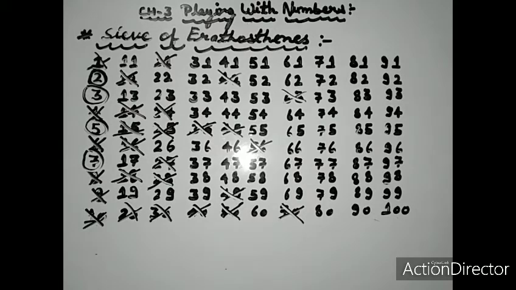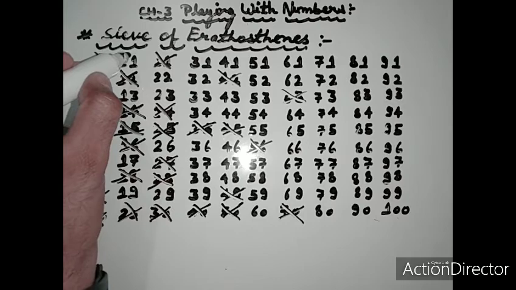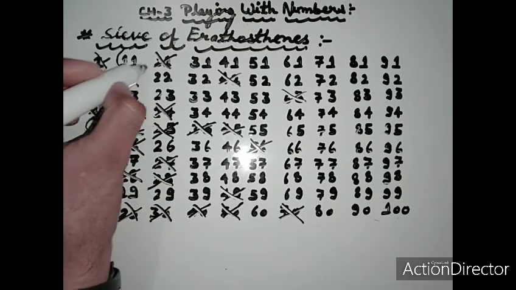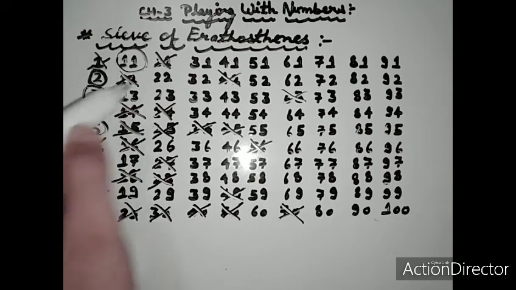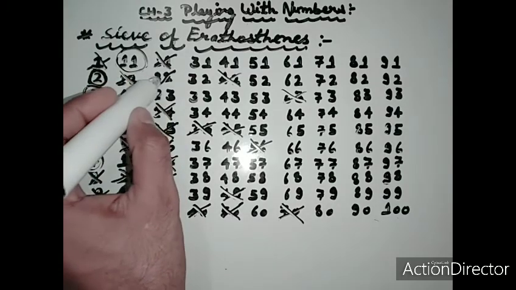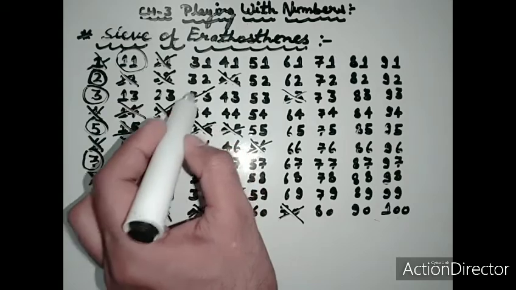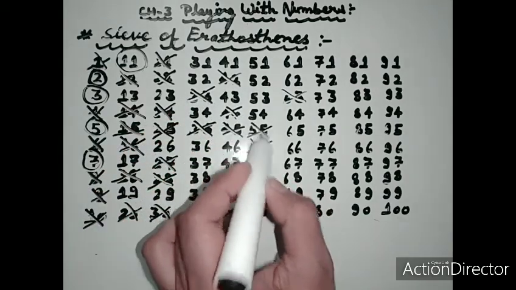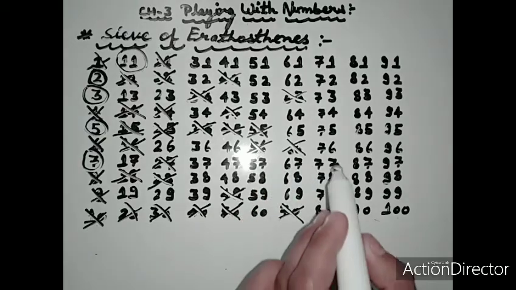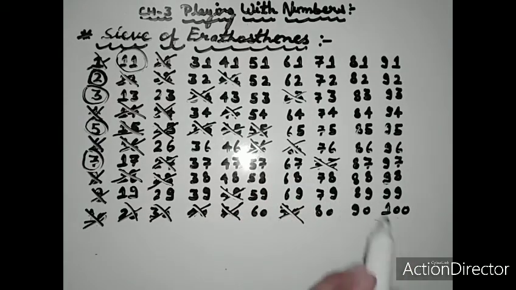Now we circle number 11 and cross out the multiples of 11. 11 1s are 11, 11 2s are 22, 11 3s are 33, 11 4s are 44, 11 5s are 55, 11 6s are 66, 11 7s are 77, 11 8s are 88, 11 9s are 99.